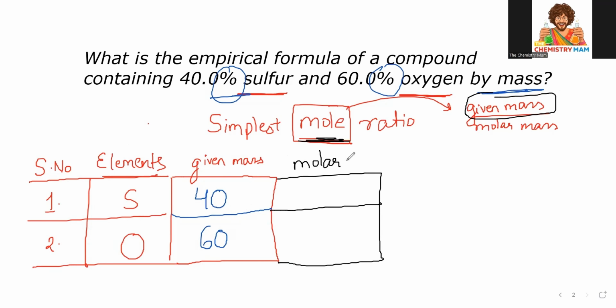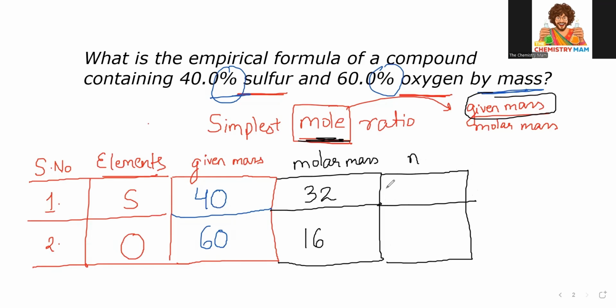For those who don't know the molar masses, you can refer to the periodic table. And for those who remember, well and good, that's great. The molar mass for sulfur is 32 and for oxygen is 16. The next column would be the number of moles, and the number of moles as per the formula is given mass, which is 40 for sulfur, divided by molar mass 32. So 40 divided by 32 and 60 divided by 16.